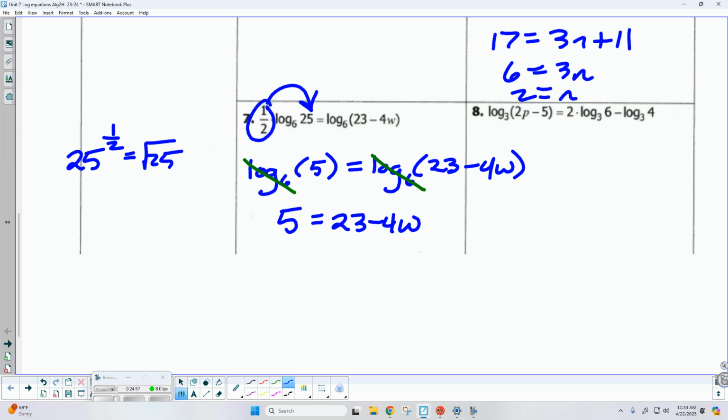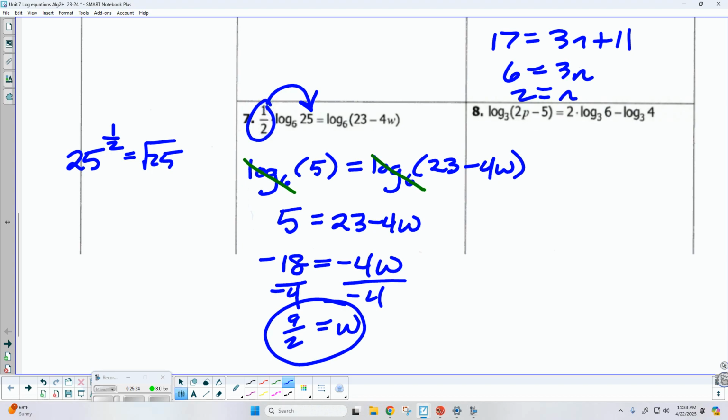Okay. And then we just solve it. So what is 5 minus 23? A negative what? Okay, 18 is equal to negative 4w. Then we'll divide through by negative 4. So what am I getting? This is going to be a fractional answer, and that's very possible. Positive 9/2. Or if you wanted to say 4.5, that's fine.